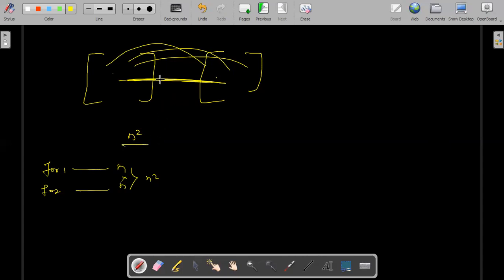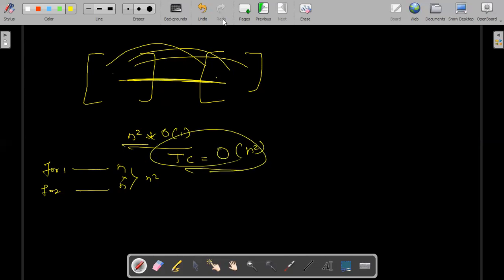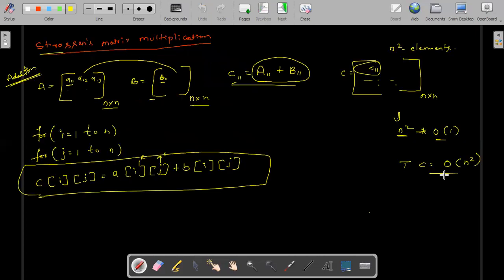But tell me, how much time does it take to add? That is constant time. That is the reason why it is n square into big O of 1. So totally, what will we get? Time complexity is equal to big O of n square. This is what exactly I'm talking about regarding the time complexity. Clear? Okay.